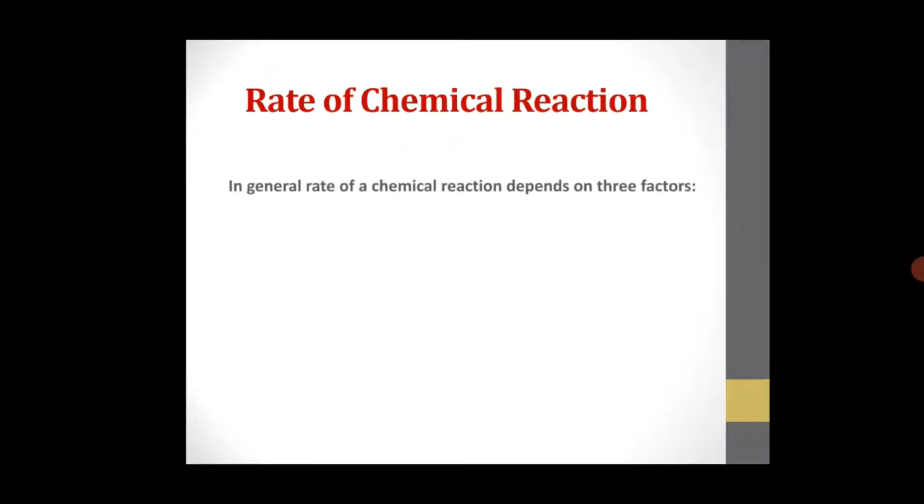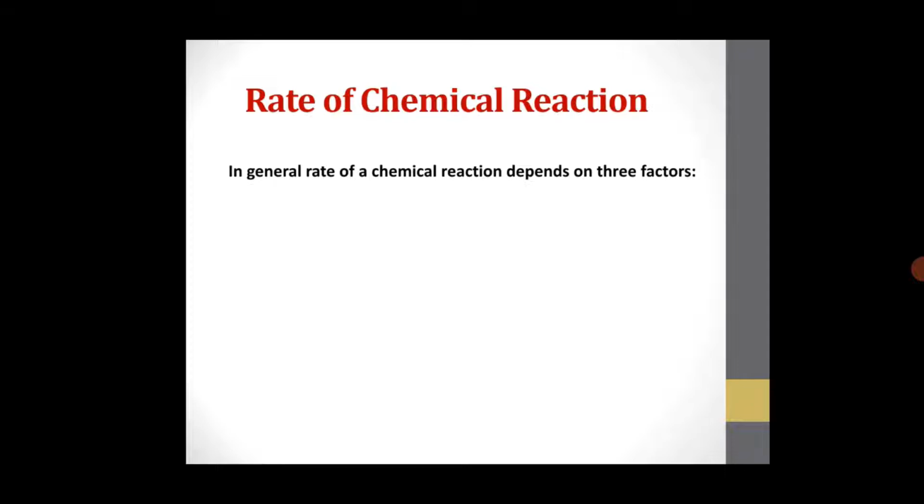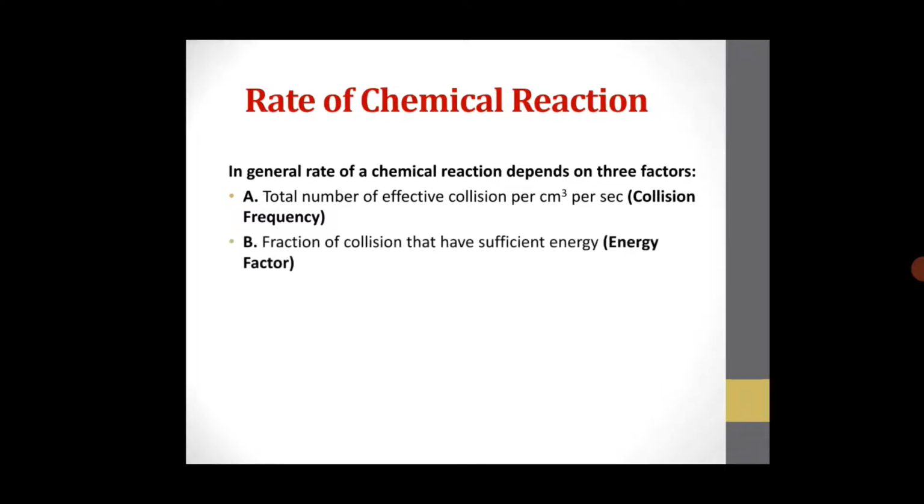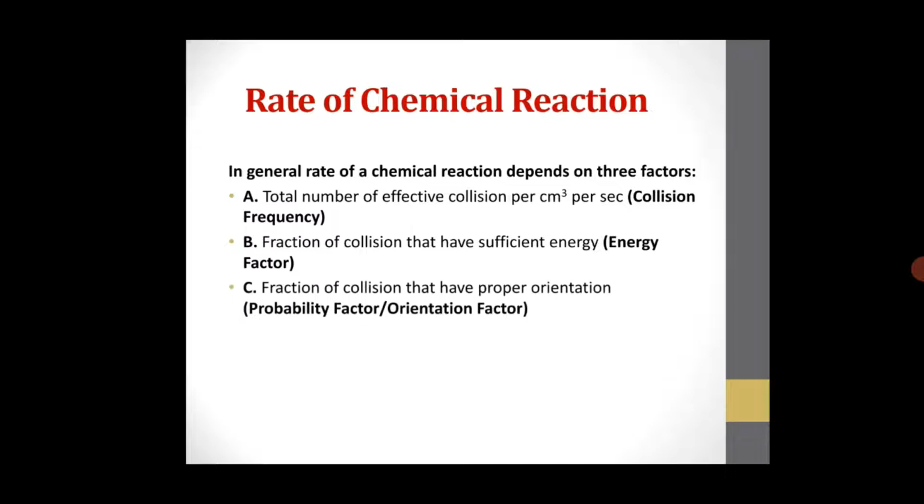Generally, the rate of chemical reaction depends on 3 factors. A. Total number of effective collisions per cubic centimeter per second, that is called collision frequency. B. Fraction of collisions that have sufficient energy, that is called energy factor. C. Fraction of collisions that have proper orientation.